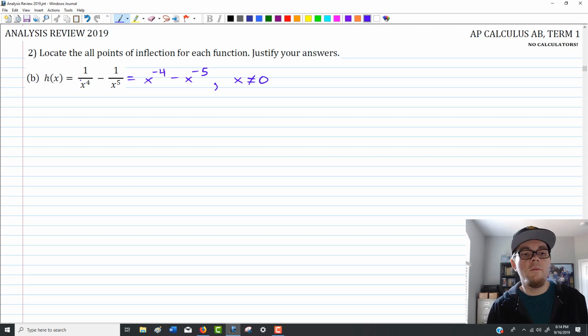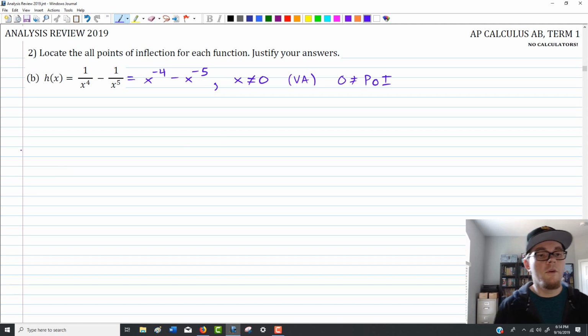The reason why is that if you plug in 0 to this guy, you don't get some harmless benign value like 0. You get 1 over 0 minus 1 over 0. And those things do not cancel out. What's happening is there's actually a vertical asymptote at x equals 0. So we need to make sure that 0 is not a point of inflection. Let's make sure that we're aware of that first and foremost.